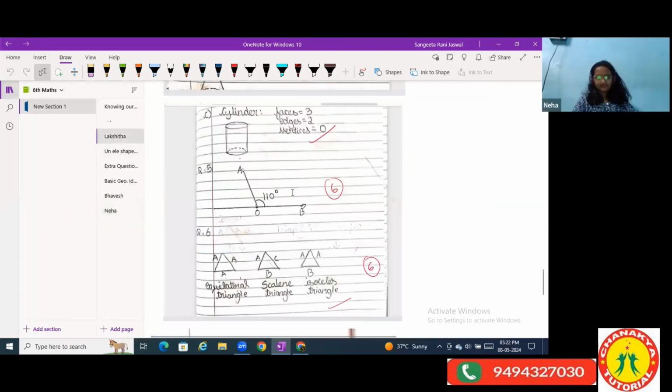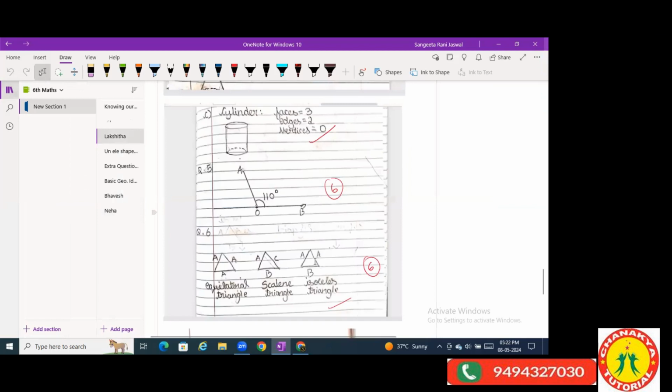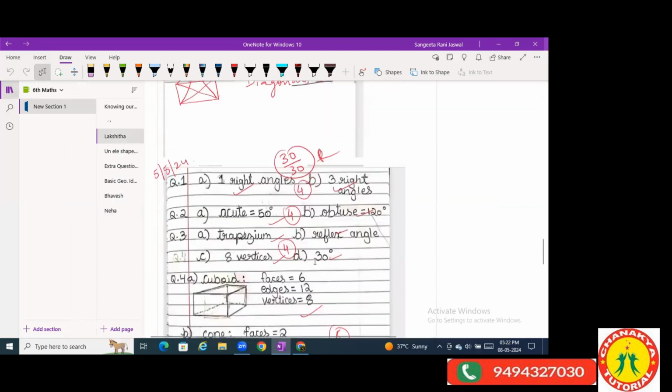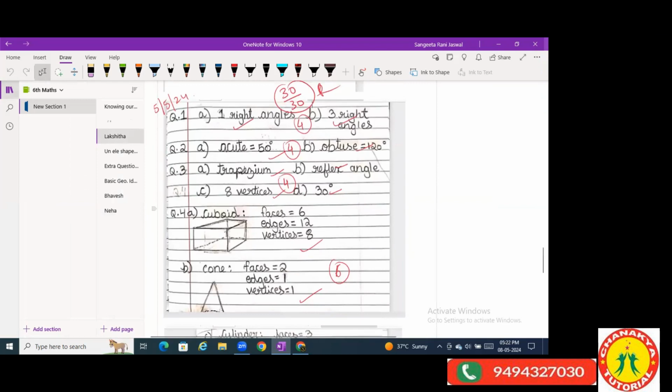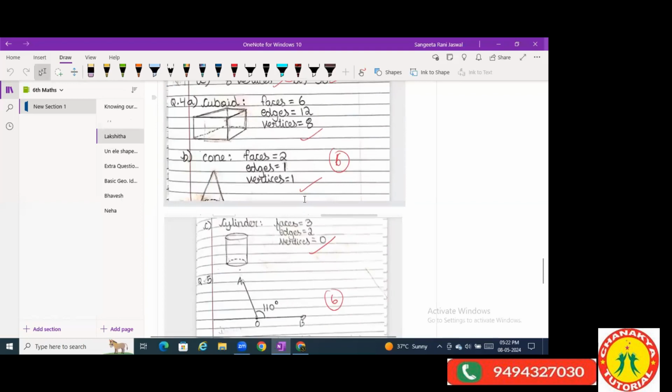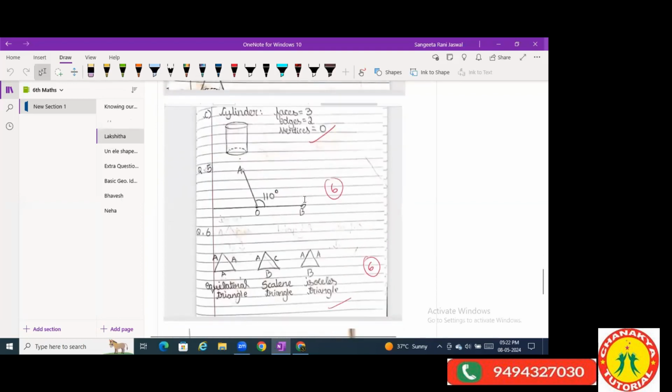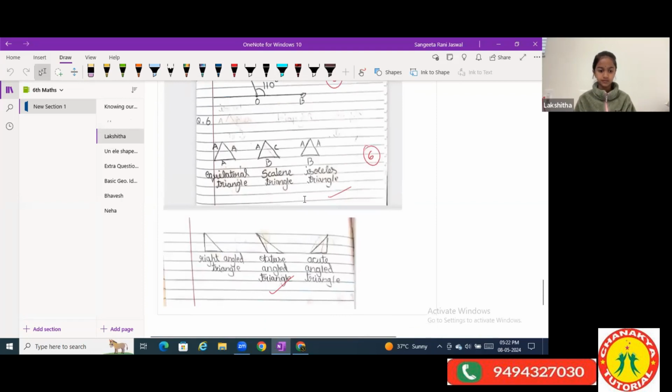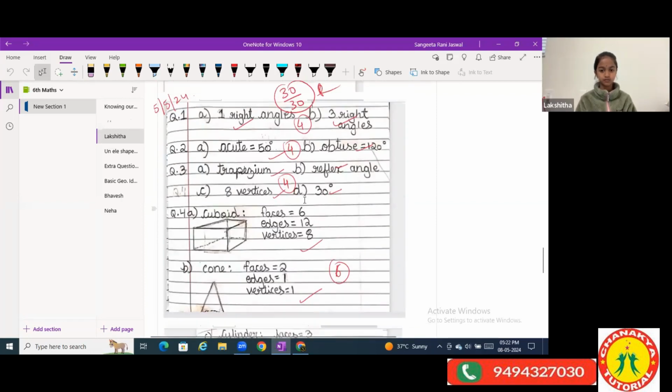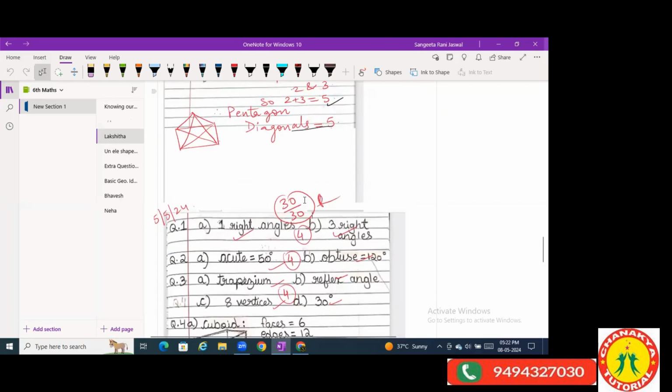Lakshita, you can see your test paper. This is yours. Lakshita has got full marks. All your questions were correct. Just read the questions carefully whenever you are doing the test. This time you will have your objective test, and I have given you the whole numbers chapter for objective. We have already done whole numbers, no?